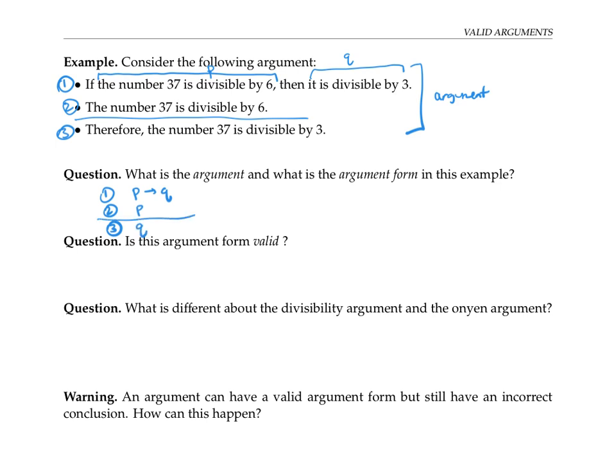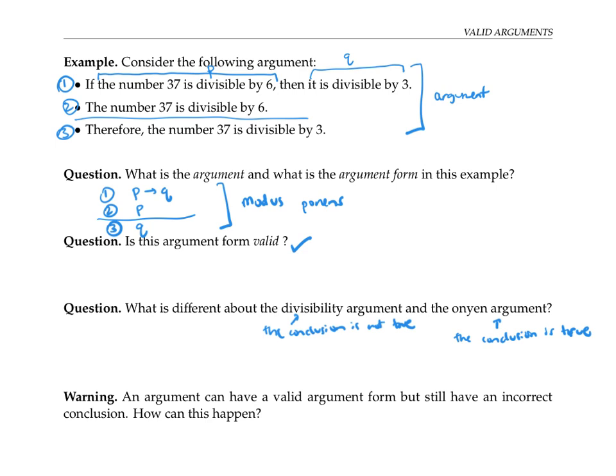Hey, this is the same argument form we had before, just with P's and Q's instead of A's and B's. We called it modus ponens. So the argument form is valid. We already showed it before, but there's something weird about this example. The number 37 is not divisible by 3. The conclusion is not true. Whereas in the onion argument, the conclusion was true.